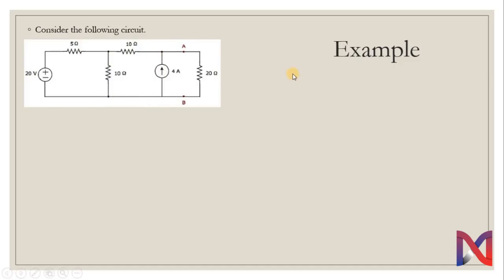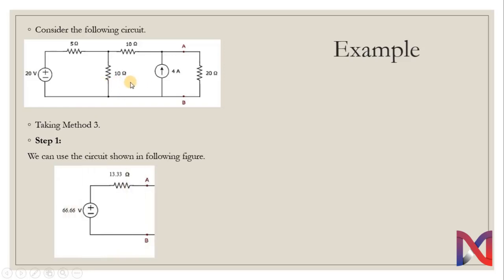Consider the following circuit. This is exactly the same circuit that we considered for Thevenin's theorem. We have a 20 volt source, 3 resistors connected in the form of a load, a 4 ampere current source, and a load resistance of 20 ohm. We will take method 3 for solving this circuit. So for that, step 1 is going to be transforming this circuit into a simple version, that is Thevenin resistance and Thevenin voltage.